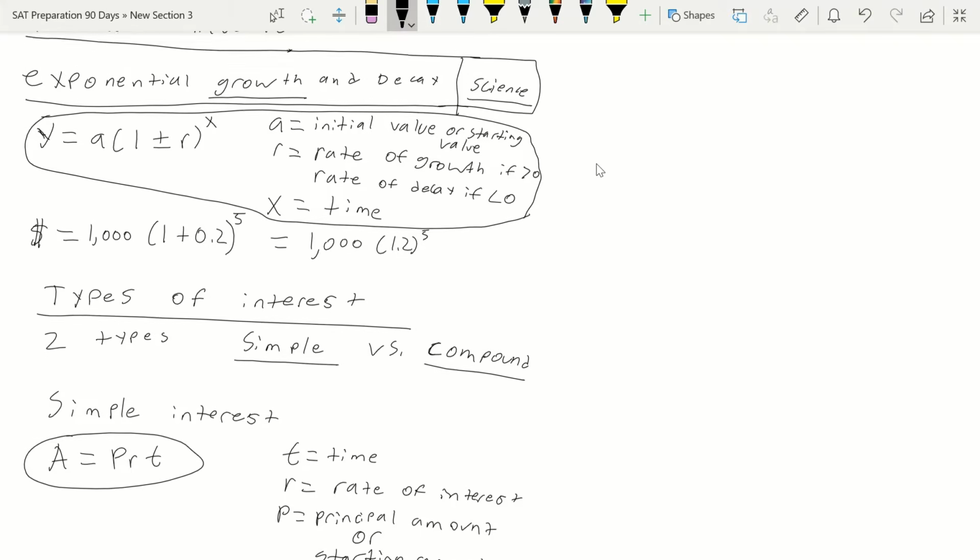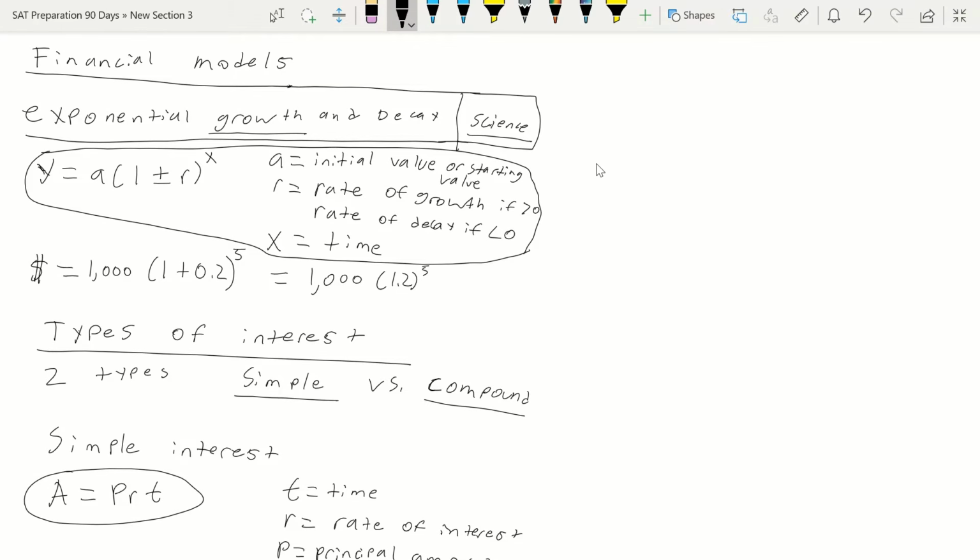All right, so then we got into some financial models. The financial model that we started with was exponential growth and decay, and I also mentioned that that was a science model as well. You'll see exponential growth and decay a lot of times with carbon-12 and radioactive dating, so that can also be a science equation.